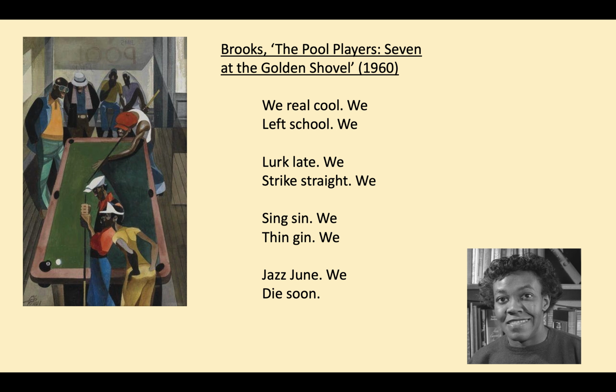The first poem we need to look at is by Gwendolyn Brooks, and it's called The Pool Players, 7 at the Golden Shovel. The Golden Shovel in this poem would be probably a bar or a place where people play pool. We've got a little picture to the left of the slide, which I think gives a nice illustration. I'm not sure if this was painted to go with this poem, but it certainly has some of the same spirit. This poem was written in 1960, so now over 60 years ago, and I think really connects with some of the spirit of that time.